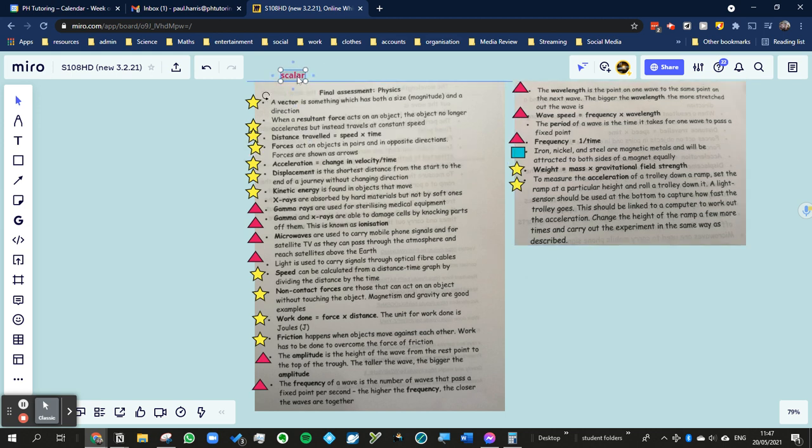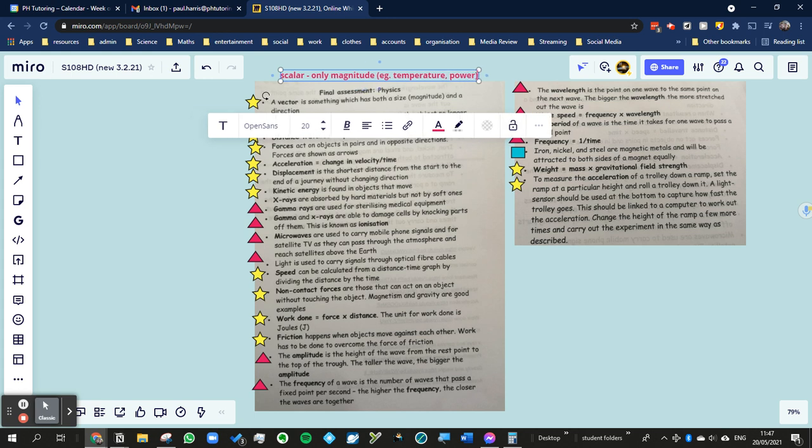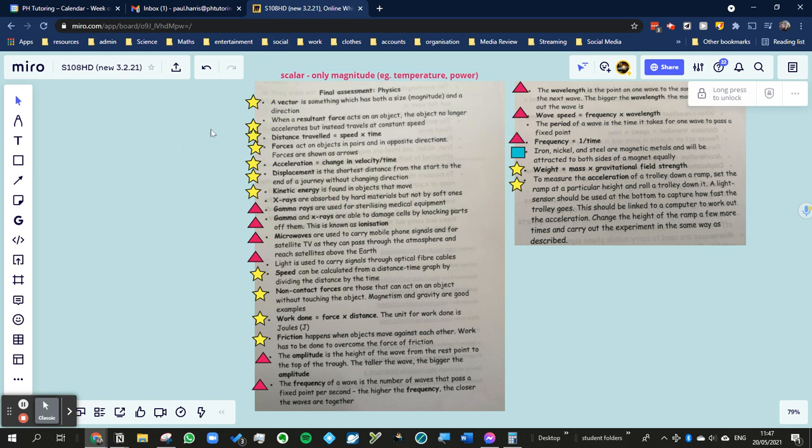So a scalar has only magnitude. An example of a scalar would be temperature. Now, actually, I will include temperature. Temperature is a scalar. I'm going to choose another one, power. So we might measure power in watts. Generally, that's the standard SI unit. But the general unit we use, if we get a light bulb, it will tell you how many watts it has.